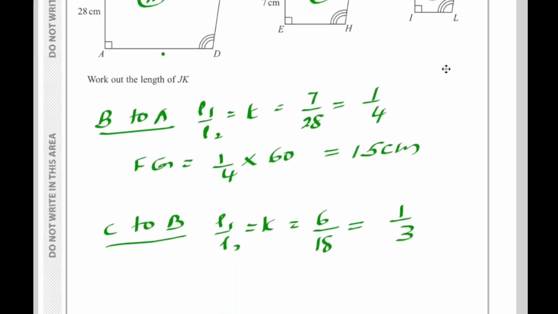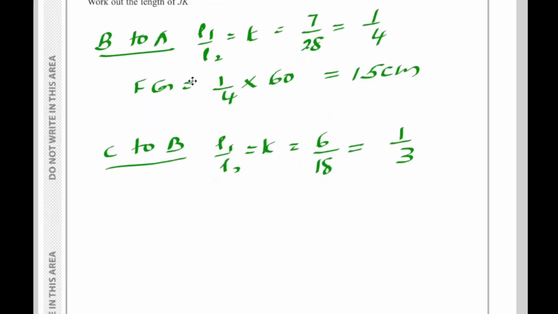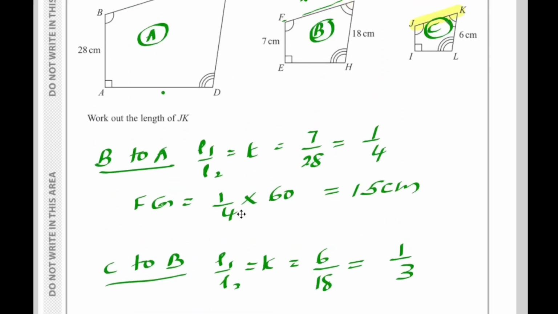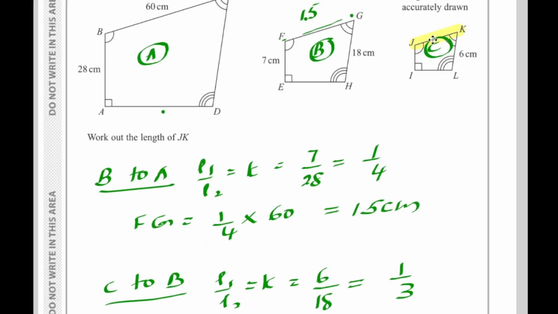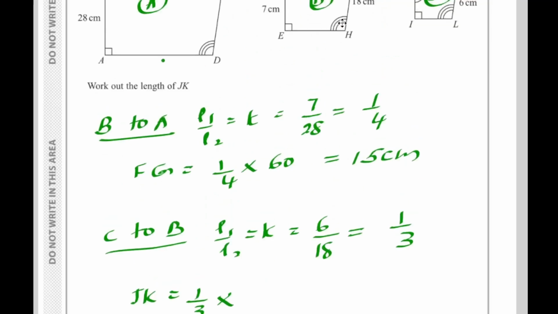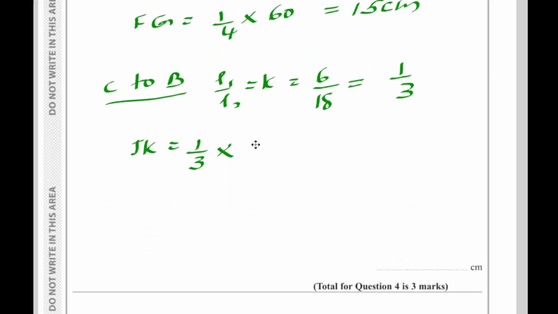Now easily we can get JK. So I can write JK equals scale factor times, which is 1 over 3. Now you have to get the corresponding length from the other one, which we got. This is the length we need to get. This is the corresponding length. We have to multiply by the corresponding length, which is 15. So 3 times 1, 3 times 5, which becomes 5. Therefore, the length is 5 centimeters.